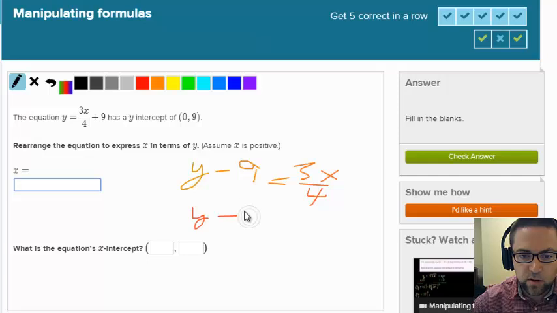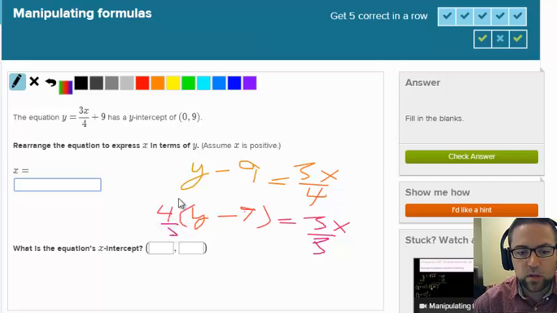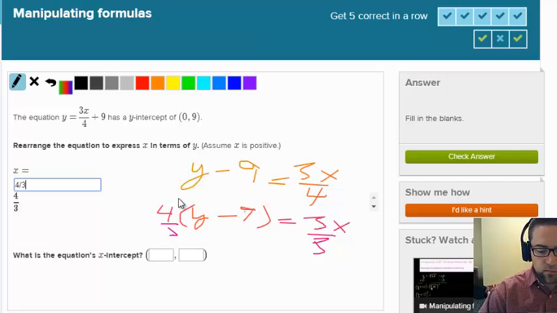So we have y minus 9, and we need to put in parentheses now and say this whole thing gets multiplied by 4 is equal to 3x. And then we divide the whole side by 3, and this whole side by 3. So I could just divide that 4 by the 3. So it's going to be 4/3 times y minus 9.